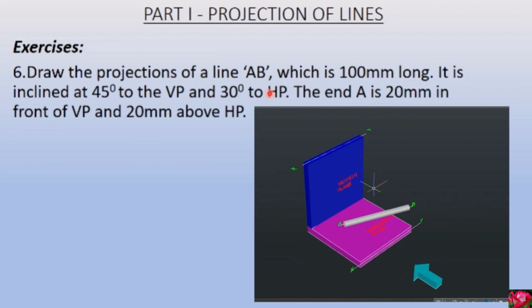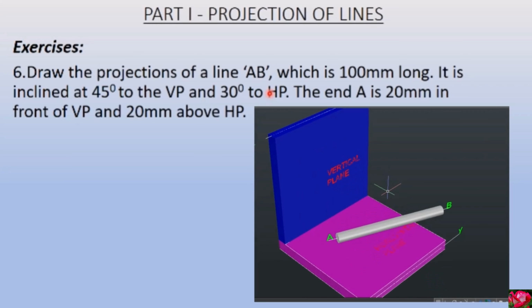Now this is a little bit trickier question, because the angle is given with respect to both the planes. This means the line is inclined to both the planes, and we have seen that the angles are, with respect to vertical plane it is 45 degree, and with respect to the horizontal plane it is 30 degree.